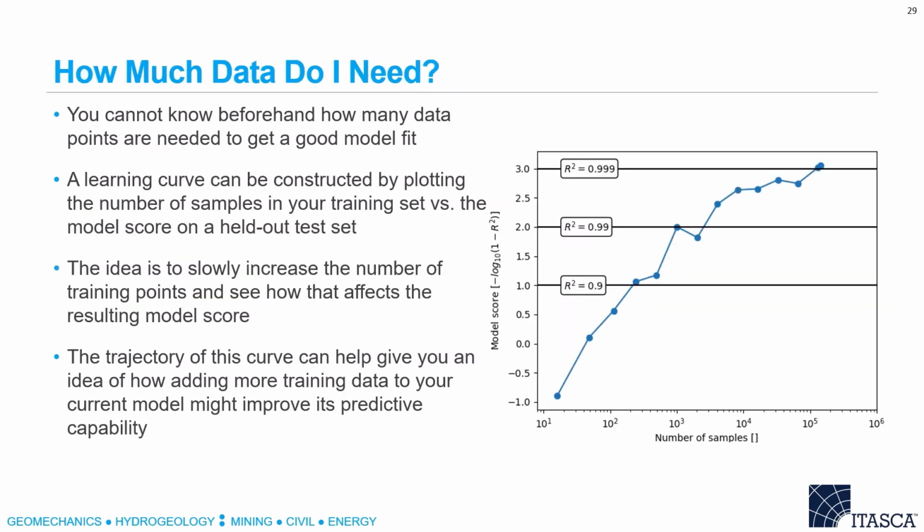One of the biggest questions that comes up in machine learning is how much data do I need? Unfortunately, you can't know beforehand exactly how many data points will be needed to get a good model fit. However, we can construct a learning curve to give us an idea of how well our model is performing as data is added to the training set. The idea is to slowly increase the number of training points and see how that affects the resulting model score, plotting the number of samples in your training set versus the score on a held out test set. The trajectory of this curve can help you understand how adding more training data might improve the predictive capability of your model.